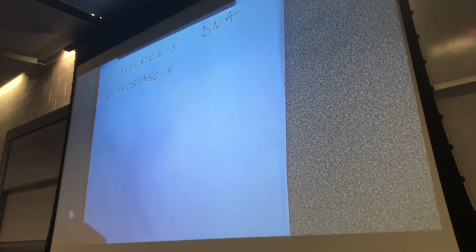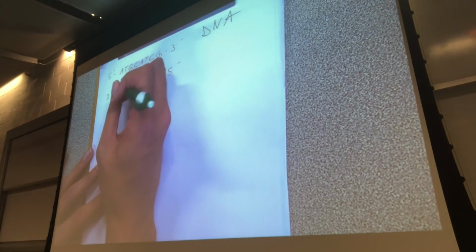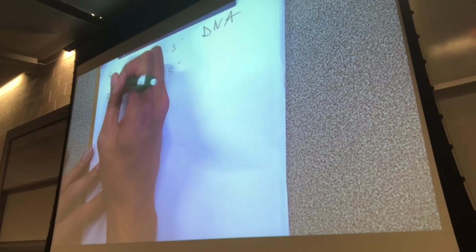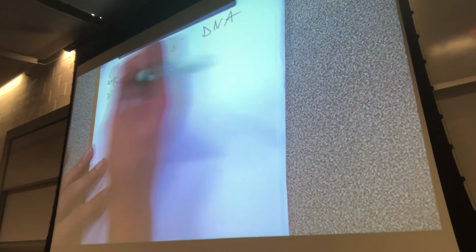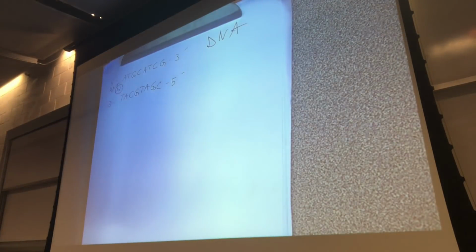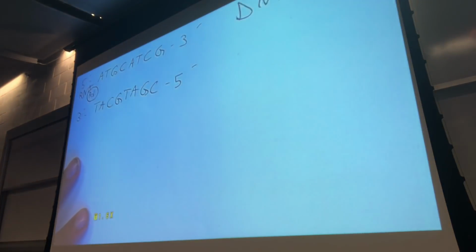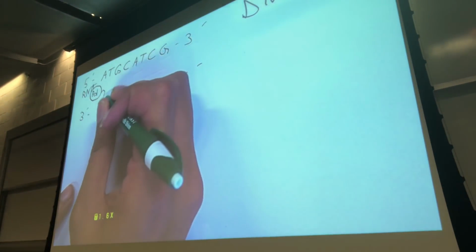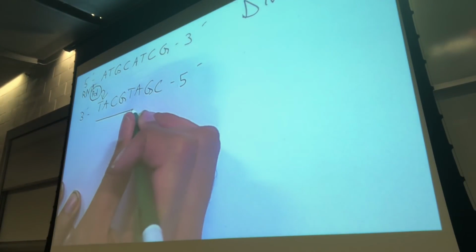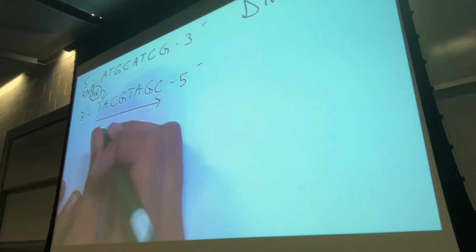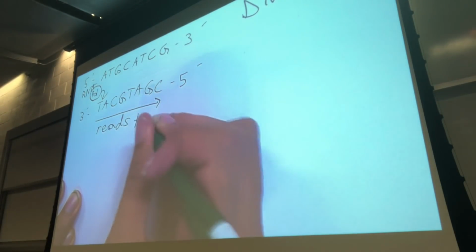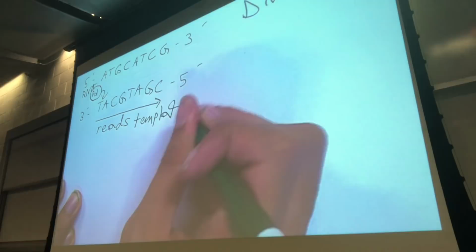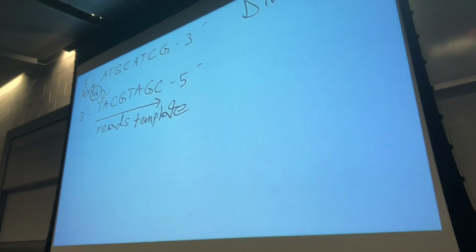If I want to transcribe this DNA sequence, what's going to happen is there's an enzyme called RNA polymerase. Let me zoom in some. That's going to bind here and begin reading this strand in that direction. It reads the template in that direction, moving along from left to right on this picture here.